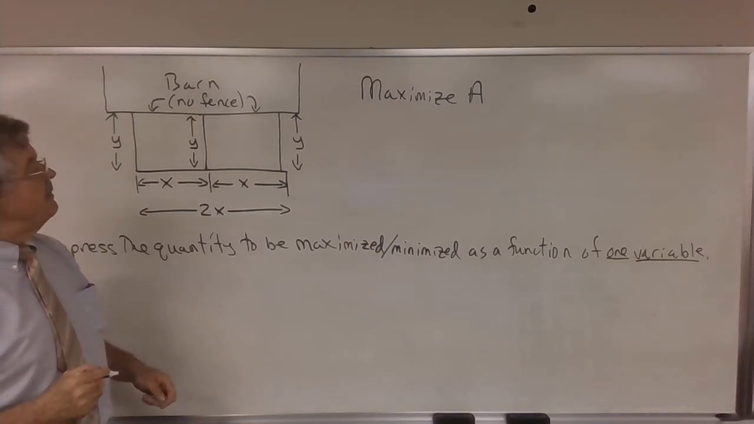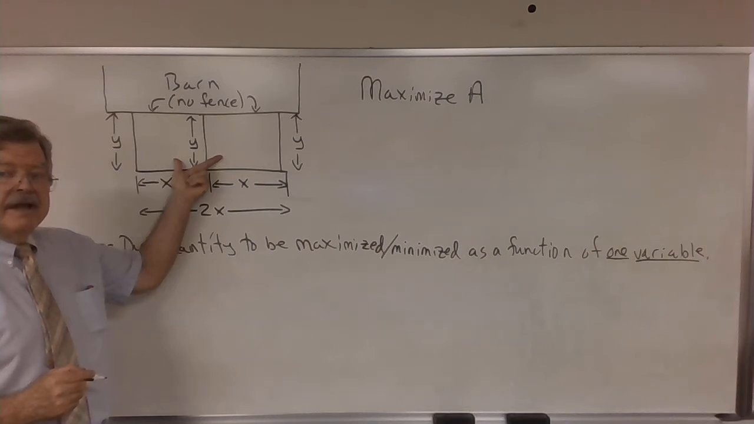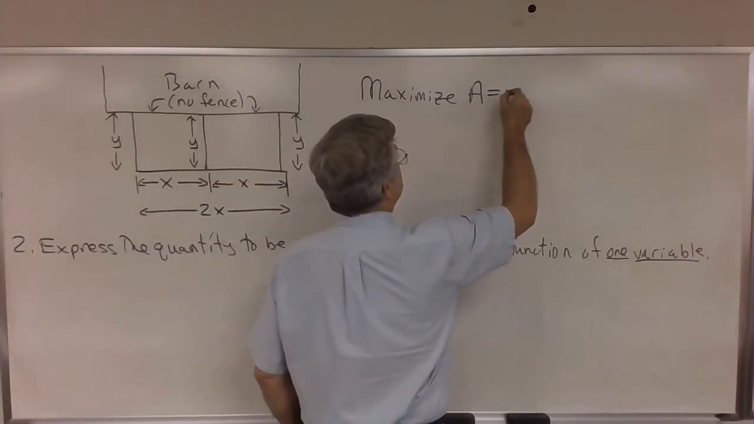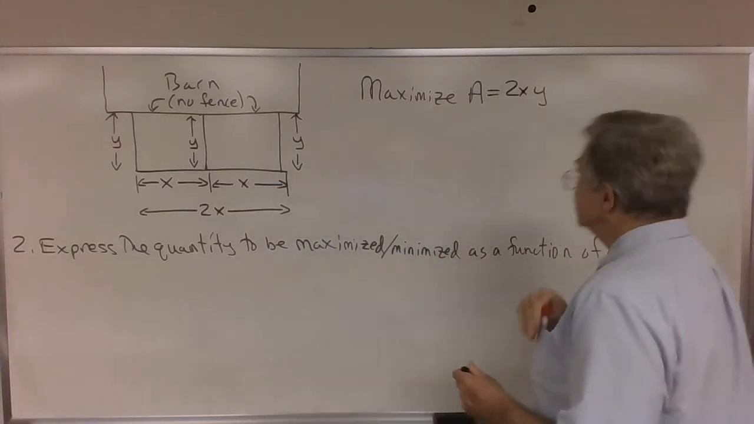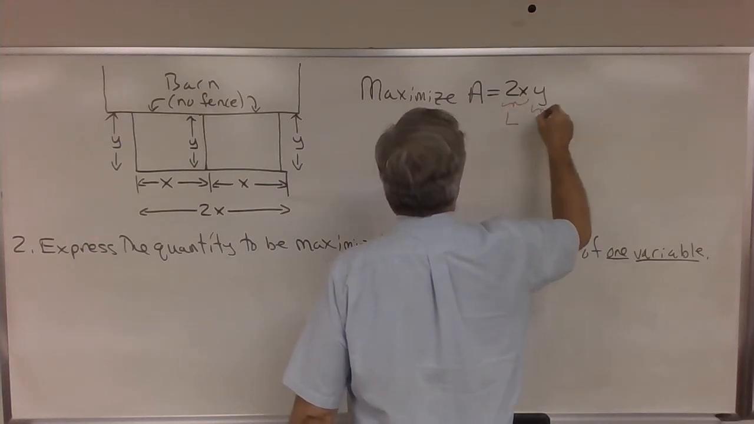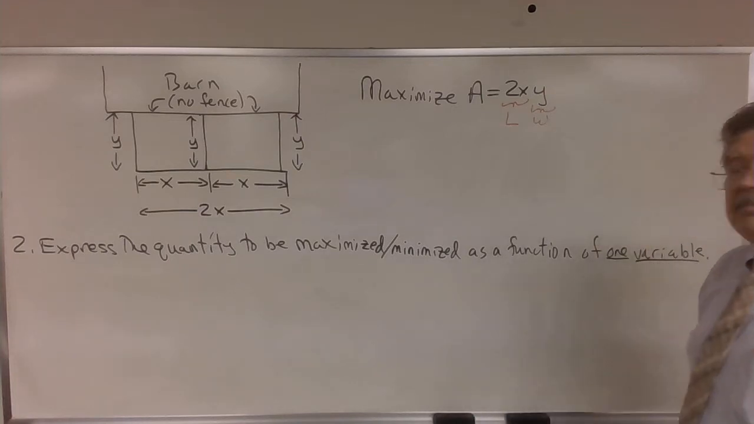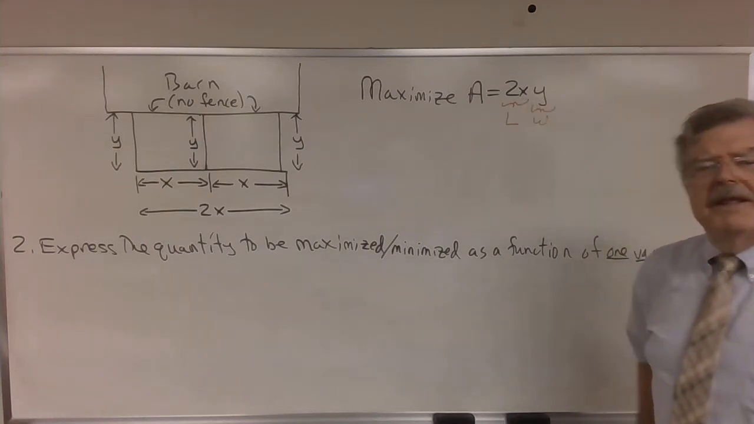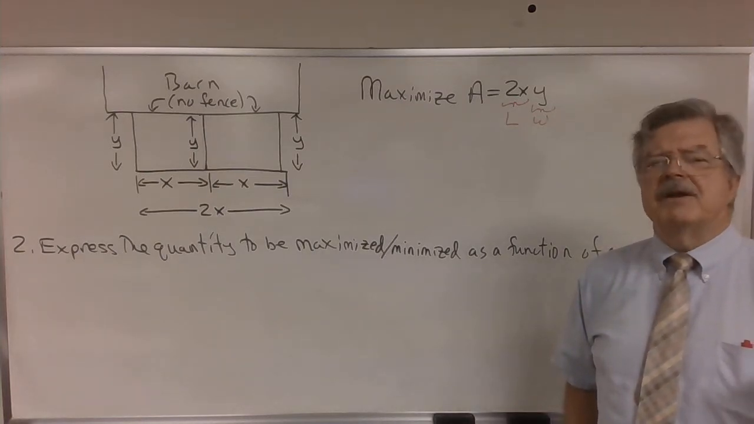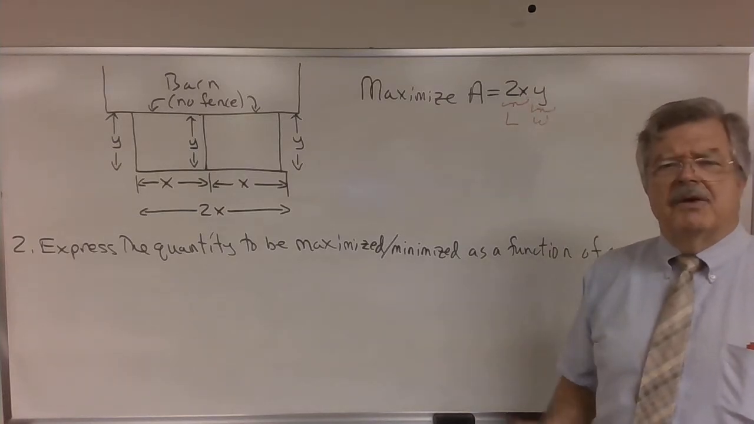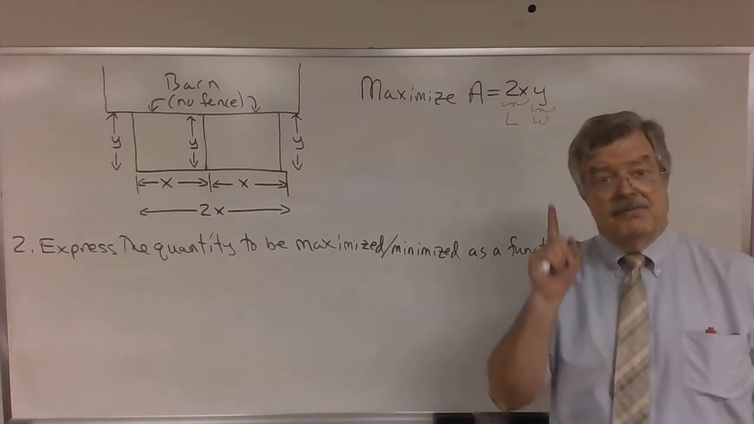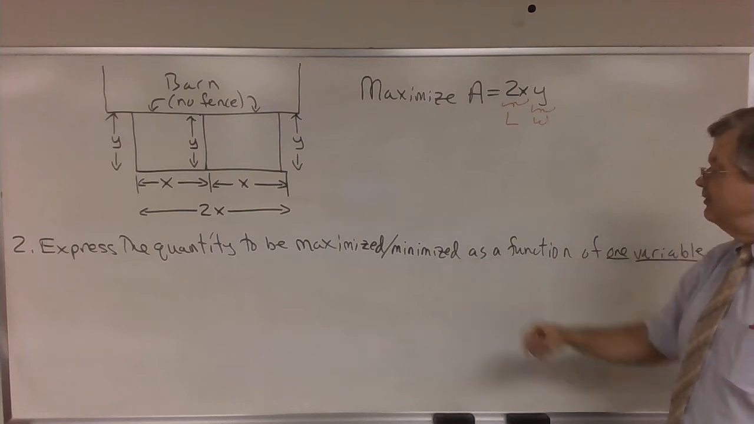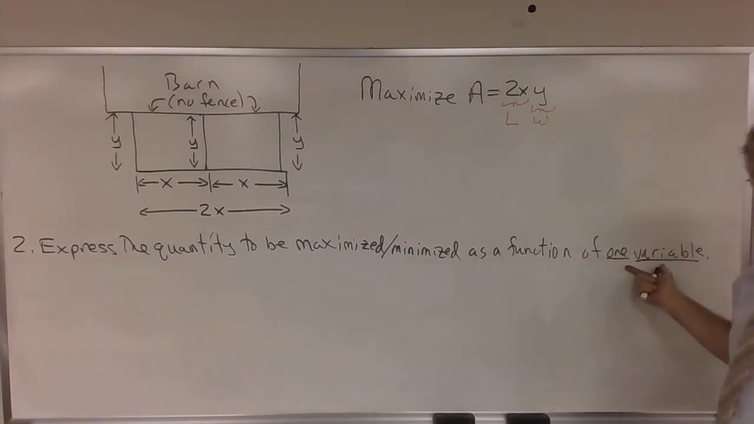But the area that we want to maximize is just the area of a rectangle, right? We know how to do that. The area of a rectangle is the length times the width. So that's what we're trying to maximize. And here's length, and here's width. Now the problem is the function that we want to maximize is a function of two variables, x and y. And in our max-min exercises, we never maximized or minimized a function of two variables. We only have experience maximizing or minimizing functions of one variable. So this is why step 2 is important. This quantity that we have to maximize or minimize, we have to express it as a function of one variable.